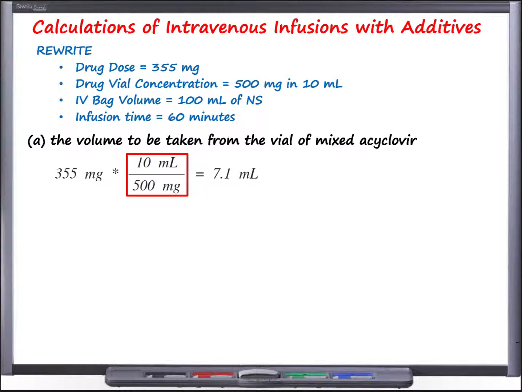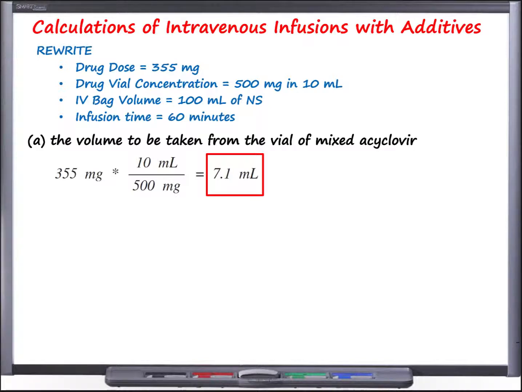So essentially, if we take 500 milligrams of acyclovir and dissolve it in a total volume of 10 mL, and we withdraw 7.1 mL out of that vial, that 7.1 milliliters will contain what we want, which is the 355 milligrams of acyclovir.